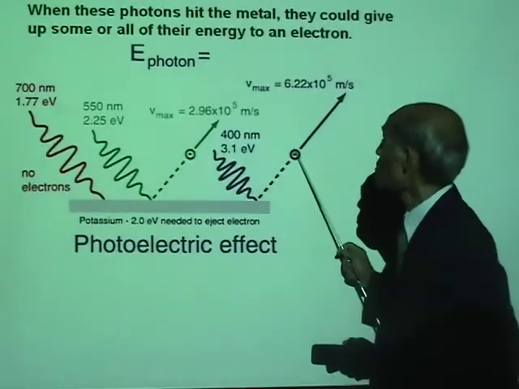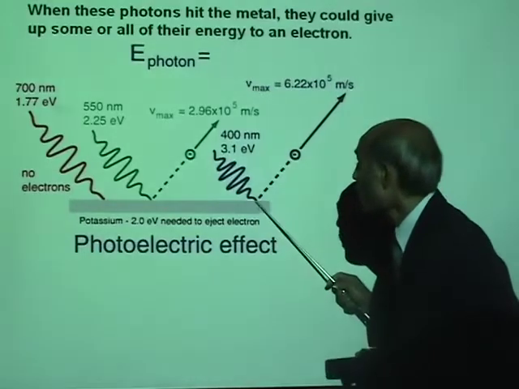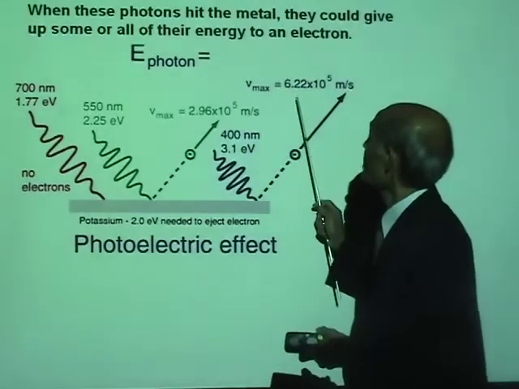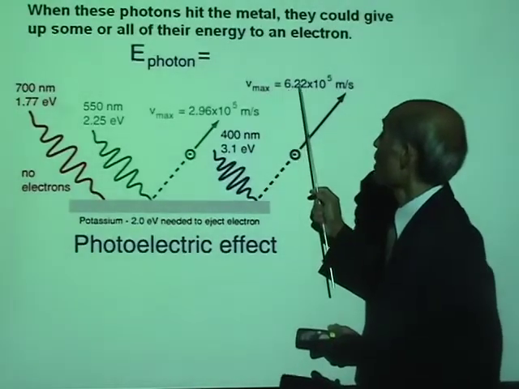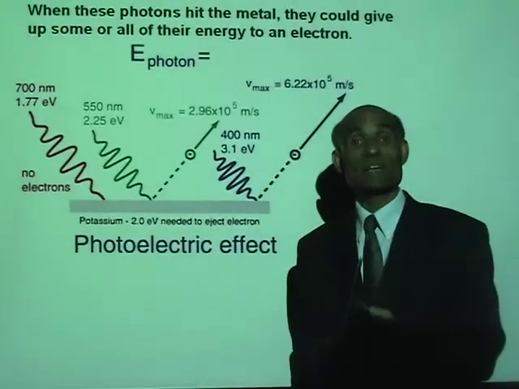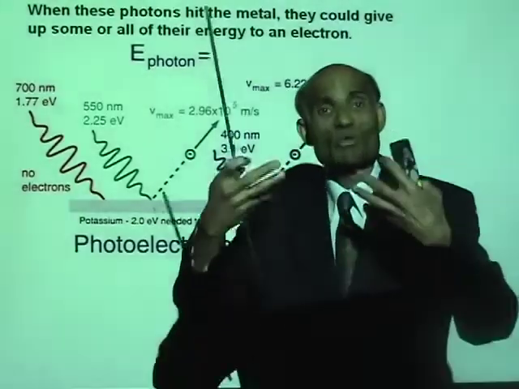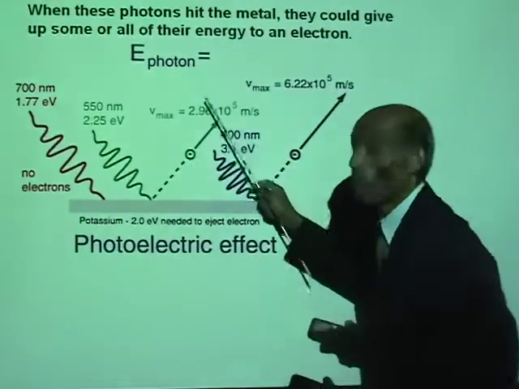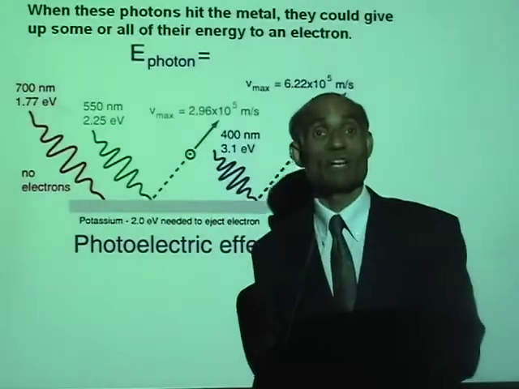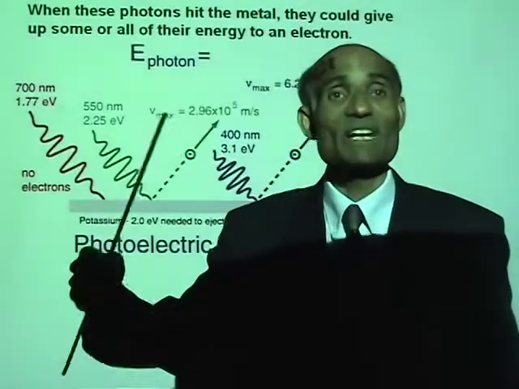It causes the emission of an electron. When it falls on the metal surface, it causes an electron to emit with a tremendous velocity. You see, the velocity of the electron is 6.22 times 10 to the power of 5 meter per second. That means this violet photon that carries a greater amount of energy is more likely to eject electrons with greater energy. And this is the significance of the photoelectric effect.